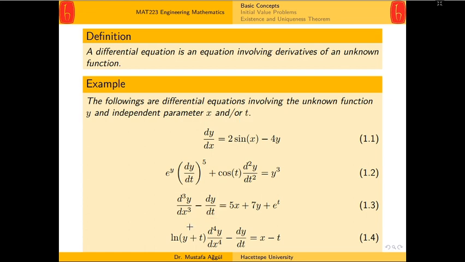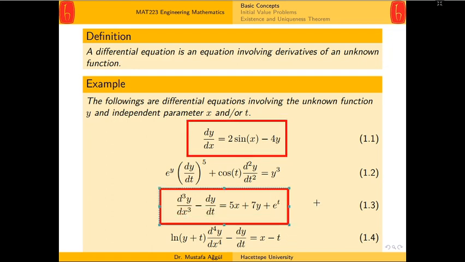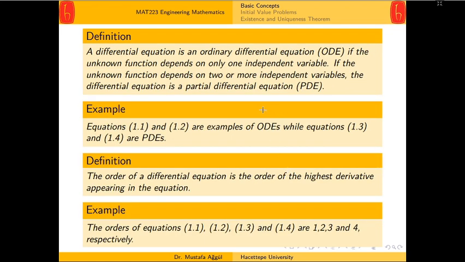Let's see also the last example. We have t here, x there, so we have two independent variables and one dependent variable y. So our differential equation is really a differential equation because we have derivatives of y with respect to x and t. So we see differential equations with only one independent variable x, and also differential equations with more than one independent variable. So let's see if we have good names for them.